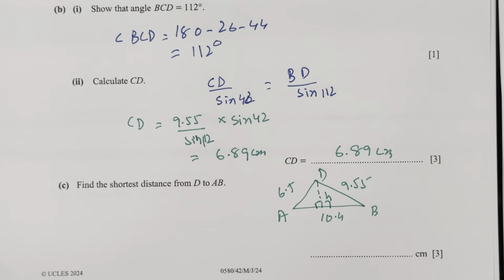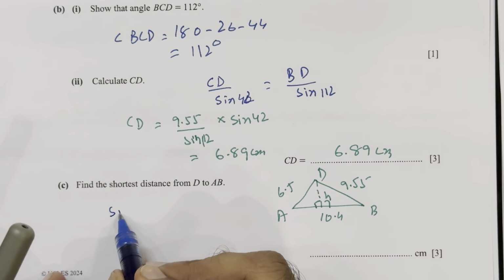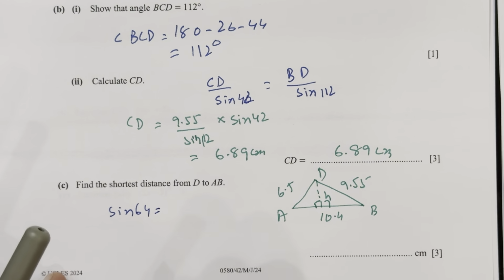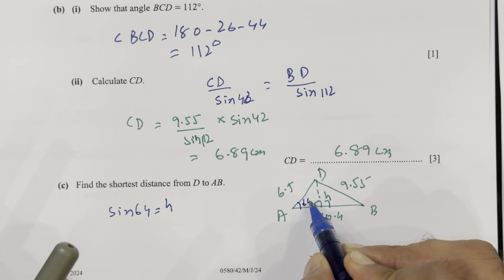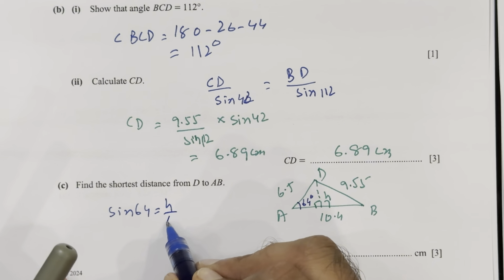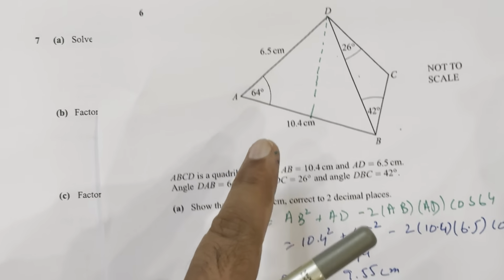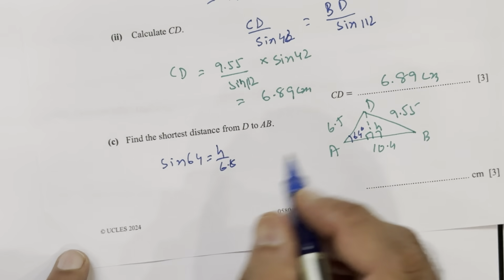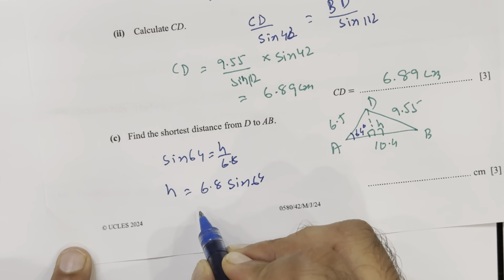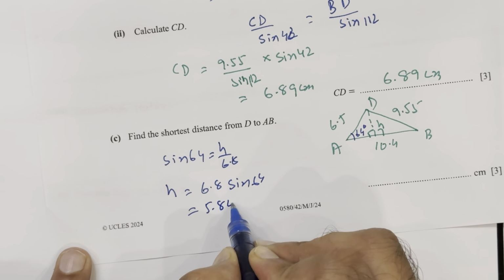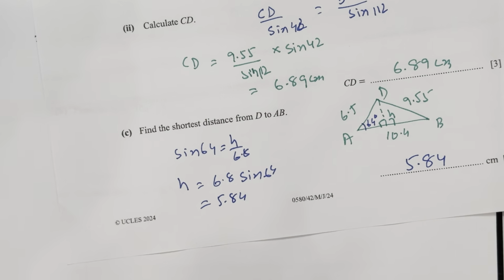So now you can see, we know that this is a right angle triangle. You can apply simple trigonometry ratio. Sine 64 would be equal to H over 6.5, this value is 64, that is given in the question, or you can see from this question paper, this value is 64. So you can calculate the value of H, that is equal to 6.5 into sine 64, that is equal to 5.84. So answer would be 5.84 centimeters.